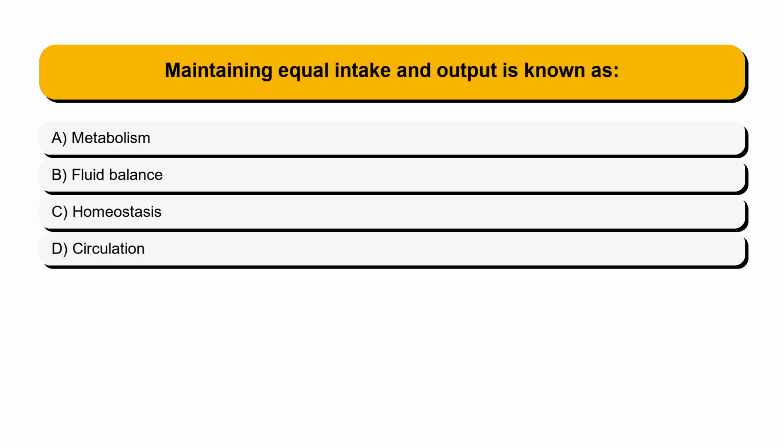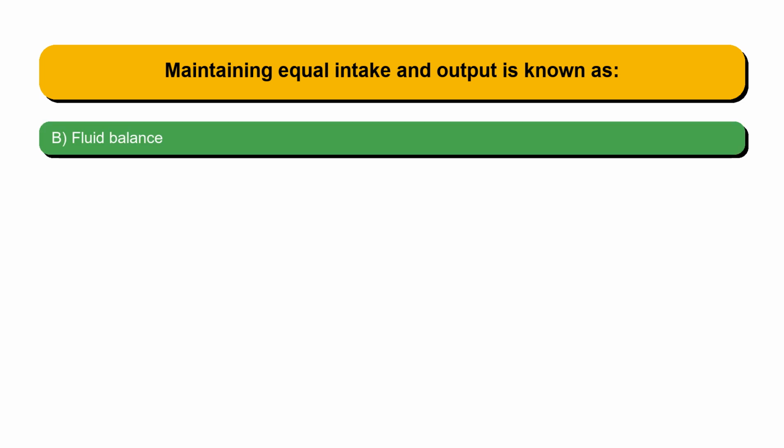Question 54. Maintaining equal intake and output is known as: Option A, metabolism. Option B, fluid balance. Option C, homeostasis. Option D, circulation. The correct answer is option B, fluid balance.